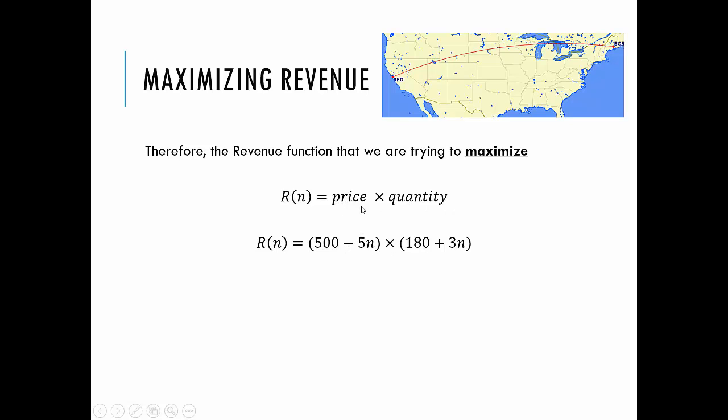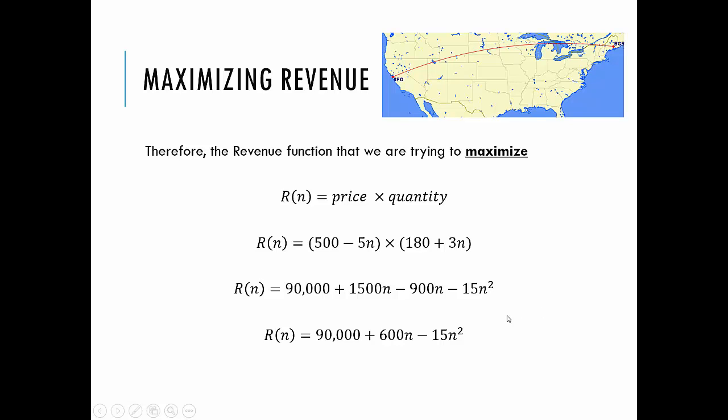Remember, revenue is price times quantity. Typically we've just been doing x times p, right? But in this case, we have actual equations for the price and for the quantity. So I simply FOIL this all out: 500 times 180, 500 times 3n, 5n times 180, 5n times 3n. And then I collect my like terms, the n terms.